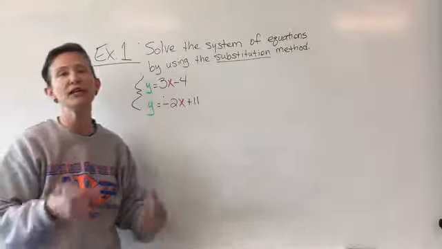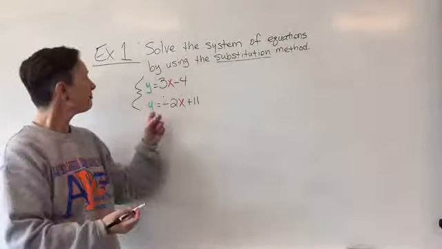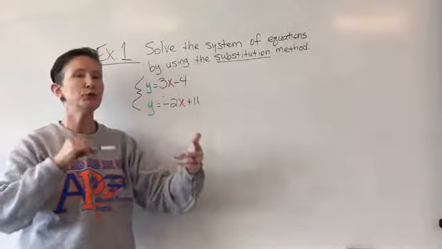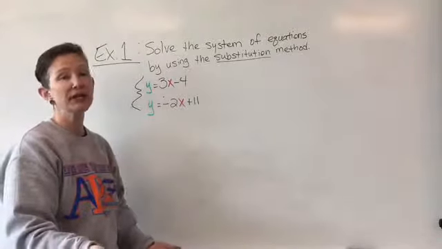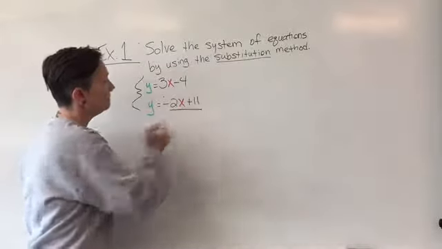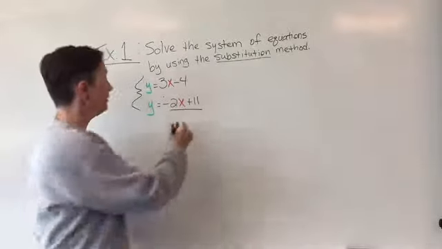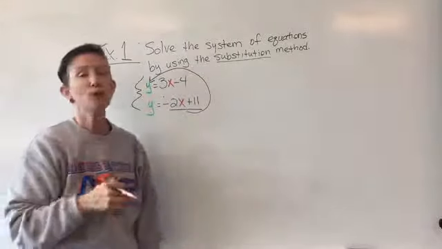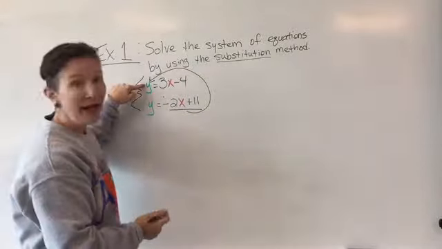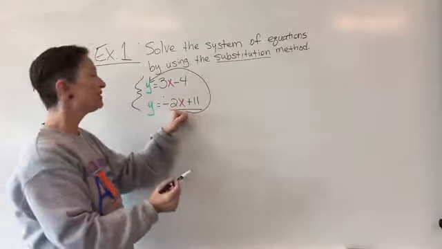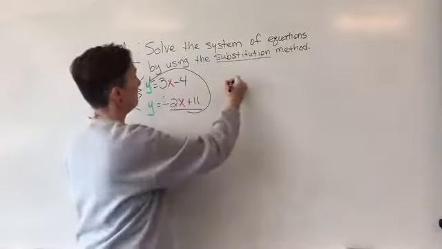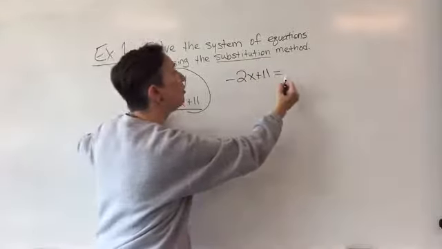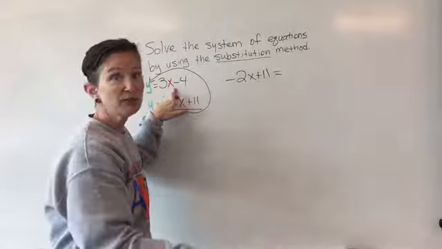So substitution, if both equations are solved for y, then y is equal to y, so I can substitute in the first equation this negative 2x plus 11. So by substituting that in, y is now going to be replaced with this negative 2x plus 11. That's going to equal this 3x minus 4 that was already given.